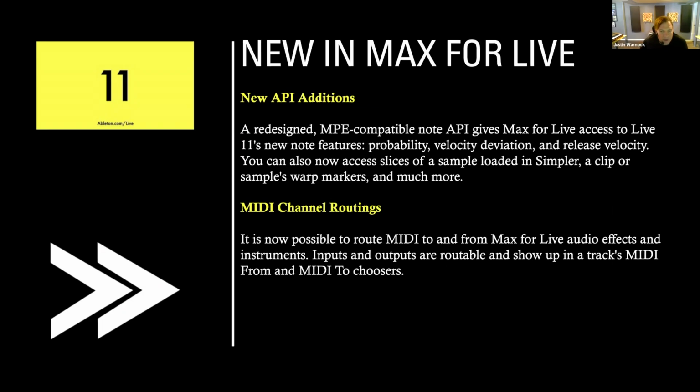And for you Max for Live people, new API additions. A redesigned MPE-compatible note API gives Max for Live access to Live 11's new note features: probability, velocity deviation, and release velocity. You can also now access slices of a sample loaded in Simpler, a clip or sample's warp markers, and much more. And MIDI channel routing is now possible, to route MIDI to and from Max for Live audio effects and instruments. Inputs and outputs are routable and show up in a track's MIDI From and MIDI To choosers.